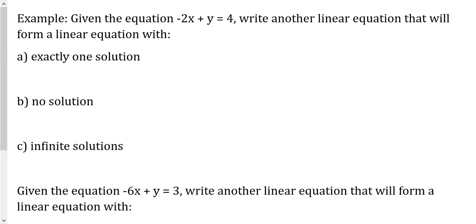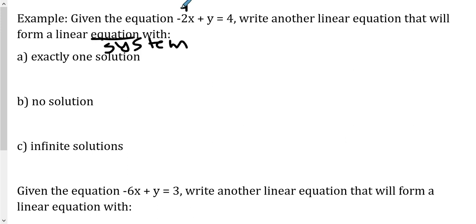So let's go through one more example. You're given an equation. Let's write another linear equation that will form a system, a linear system with one solution, with no solutions, and with infinite solutions. So to deal with that, first thing is I want my original equation to be in slope-intercept form. Because again, the number of solutions always comes down to, is the slope the same or different? Is the y-intercept the same or different?